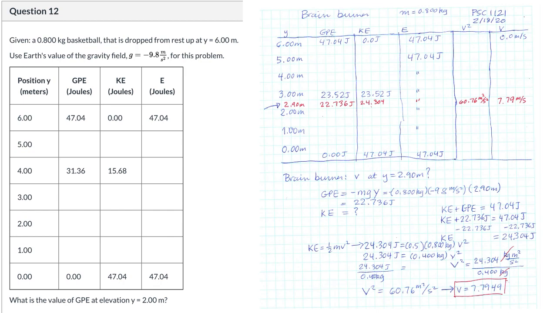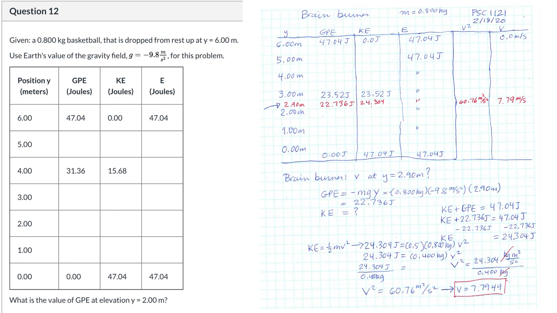All right. So now the conservation of energy says that these two numbers always add up to the same number. So up here at the top, they add up to 47.04 joules. And down here, 47.04 joules. And guess what? You get 47.04 at 5 meters, 4 meters, 3 meters. So I'm just doing dittos all the way down here. Okay.